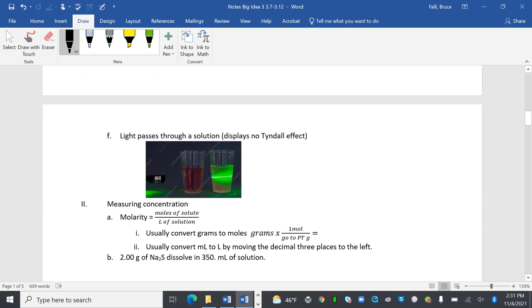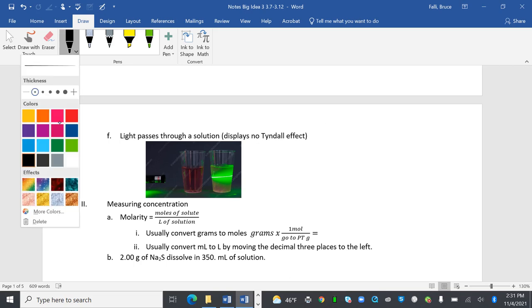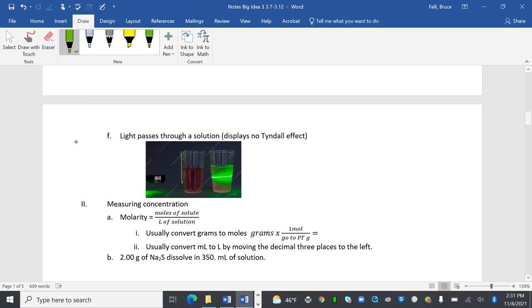All right, so light passes through a solution. So you probably can't see this. Let's see if I can make this green. There's a cup here as well. And there's a flashlight or a laser pointer that shoots a beam of light through here. We don't see the beam of light in the first glass. We only see it through the second one. So that means it has no Tyndall effect. So it goes right through it.